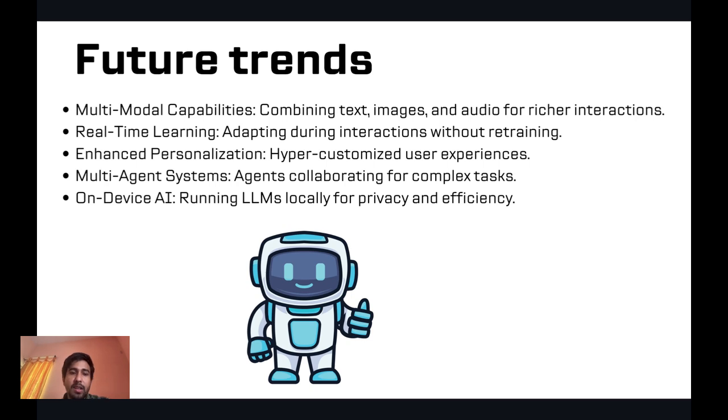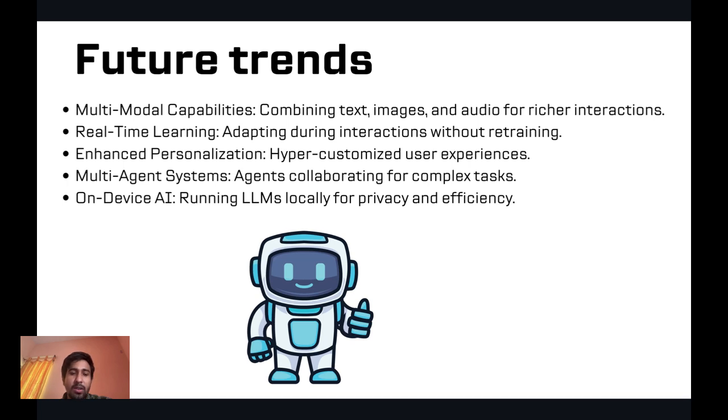And future trends. Currently we are seeing multimodal agents, which can understand text, image, and audio for richer interaction. Research is also underway for real time learning; we are seeing more and more agentic frameworks which can adapt during interactions without retraining. Enhanced personalization, like hyper customized user experiences, is being deployed. And we are also seeing more and more multi-agent systems which can collaborate on complex tasks.